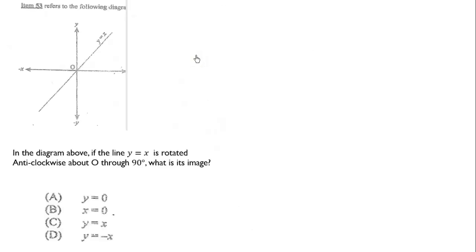Now let's look at this one, question 53. Item 53 refers to the following diagram. In the diagram above, if the line y equals x is rotated anti-clockwise about O, that is the origin, through 90 degrees, what is its image?